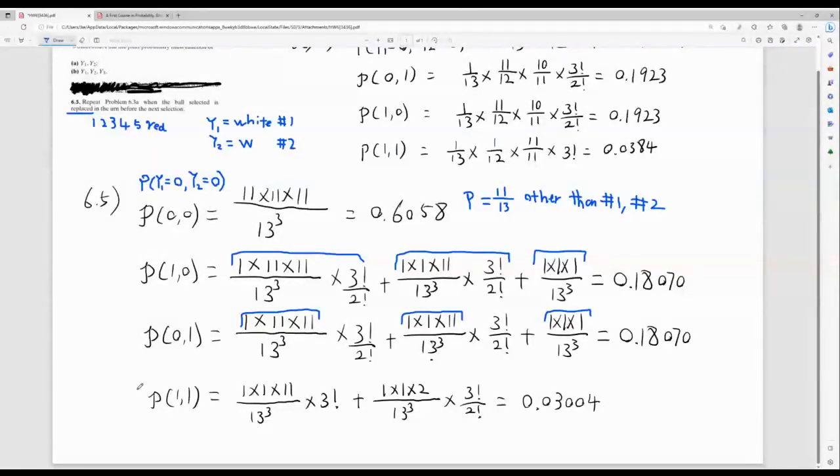And for the fourth case, when number 1 and number 2 are selected, we have two cases. The first one represents number 1 is selected, the second draw represents number 2 is selected, and this one would be a ball other than 1 and 2, that would be 11 outcomes. And also we have the case when the third draw repeats either 1 or 2. But in this case, we have to divide by 2 factorial, because when 2 out of 3 are the same, we can just group them. And then we divide by 2 factorial. And that's the result.